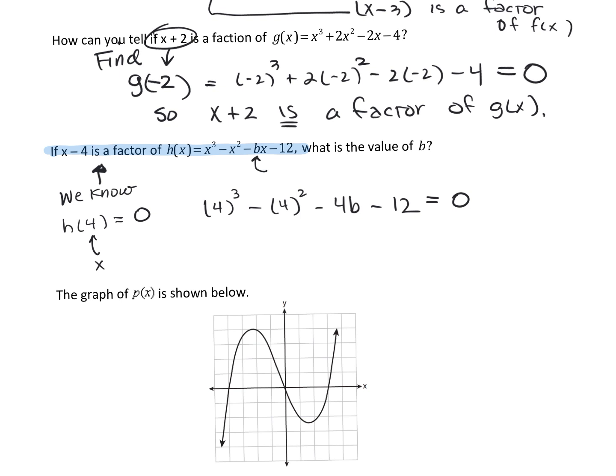So now I made an equation, and it only has one variable in it. I can solve this equation for b. First, I'm going to try to simplify it. This is 64 minus 16 minus 4b minus 12 equals 0. And then I'm going to combine these like constant terms together. And what do I get?